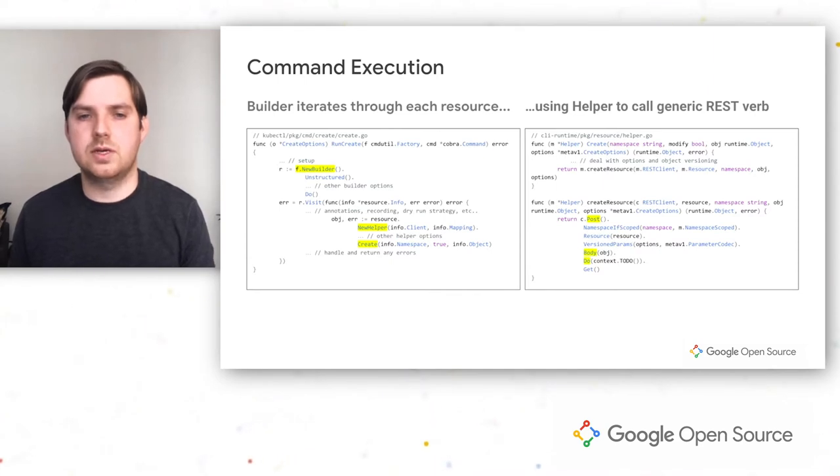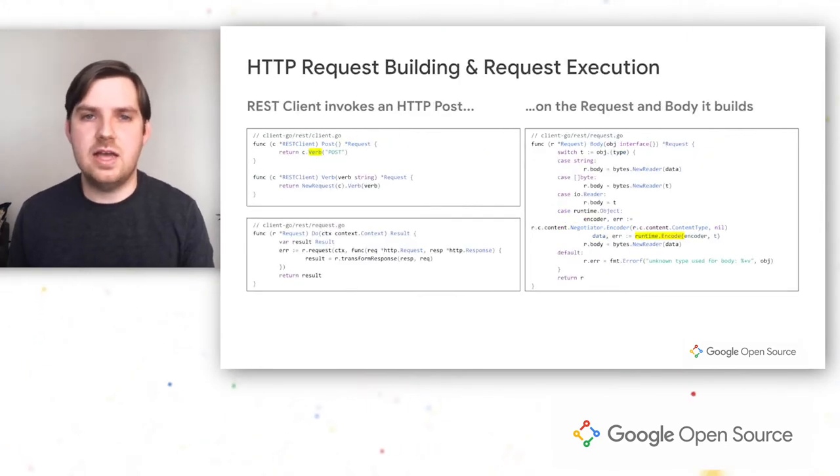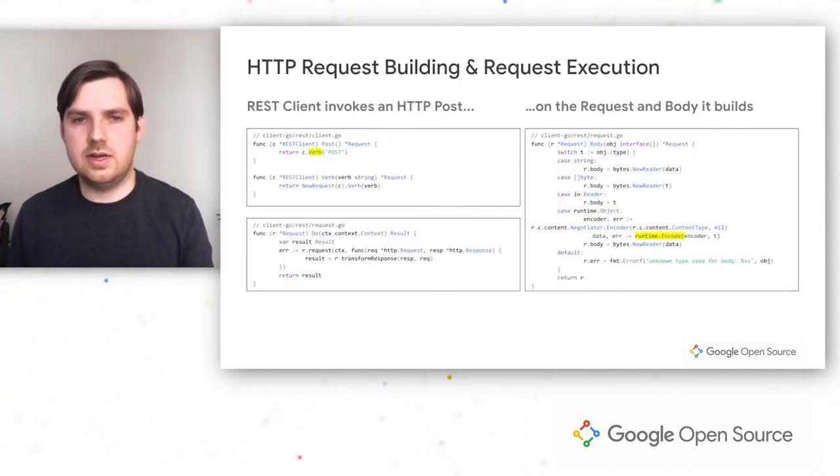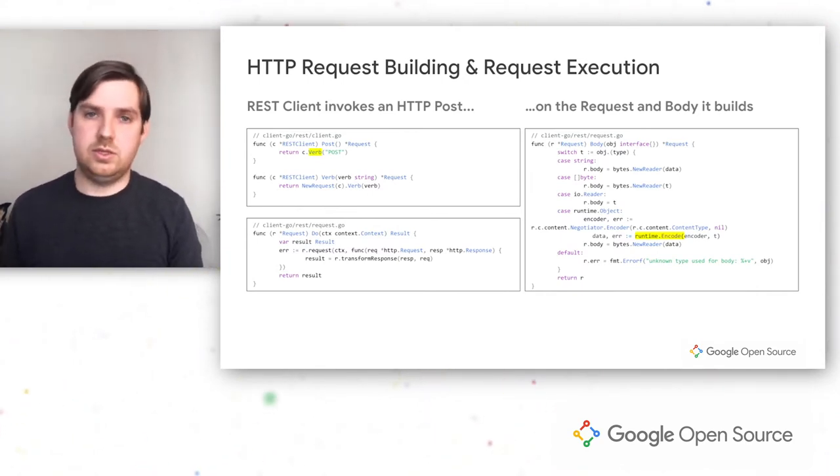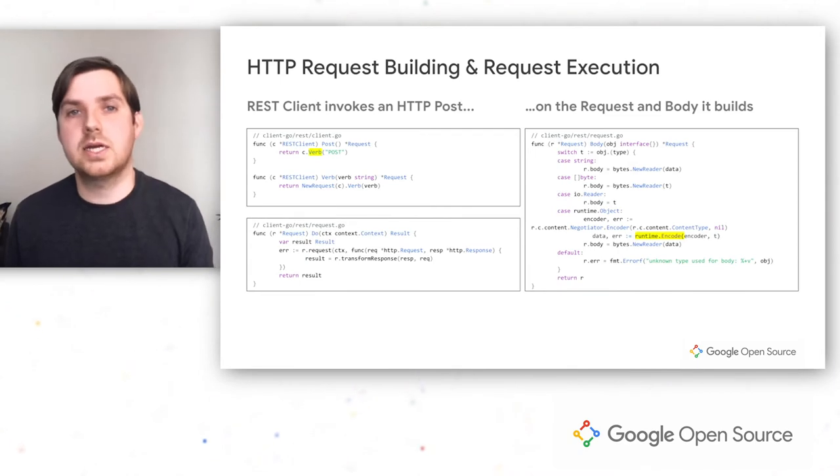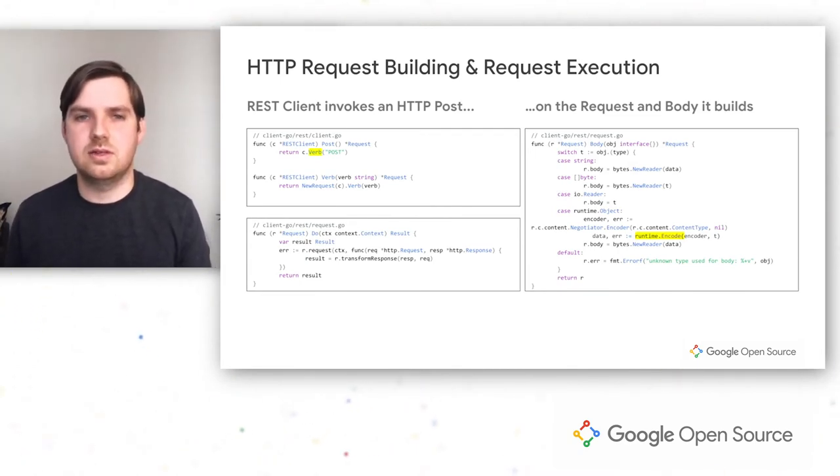This helper executes the HTTP request. In the case of a post request, like we see here, a big part of that is building the body of the request, and we'll take a look at that next. As we saw, the helper uses its REST client to build and execute a post request. The REST client lives in client-go, which is the same Go library that you would use if building some external program to interact with the Kubernetes cluster.